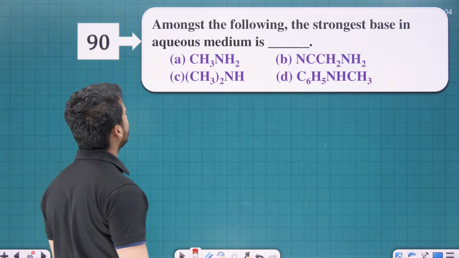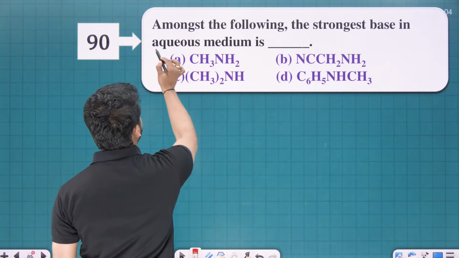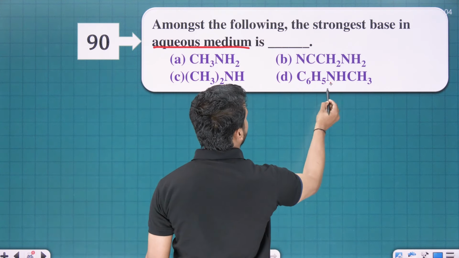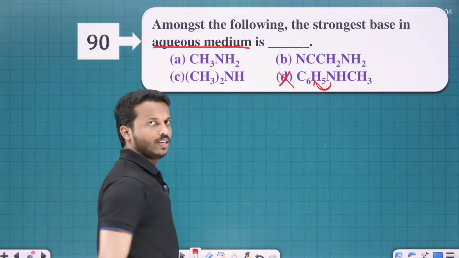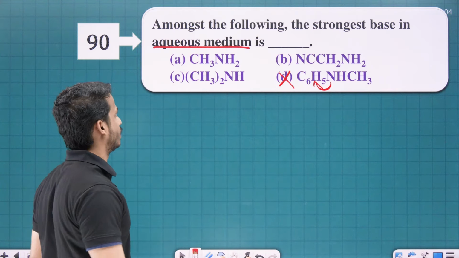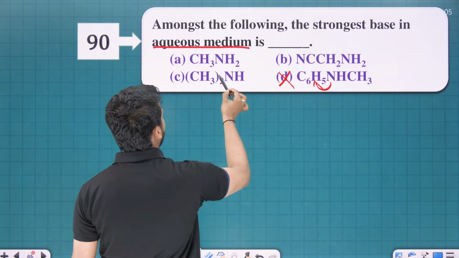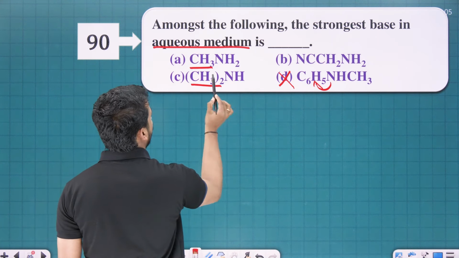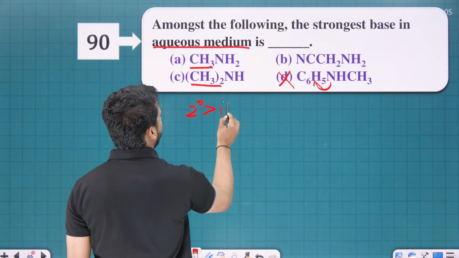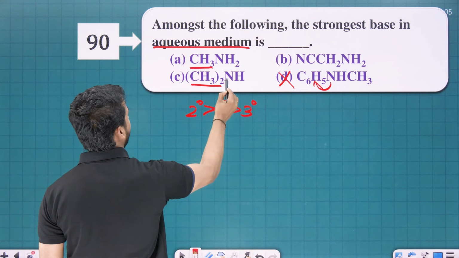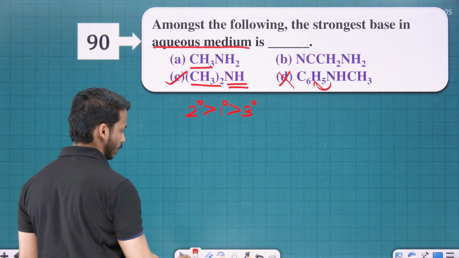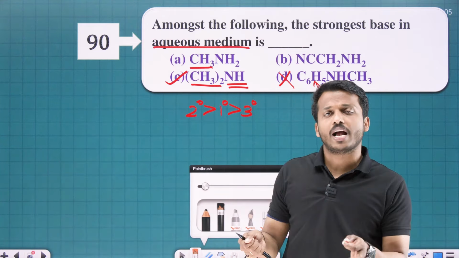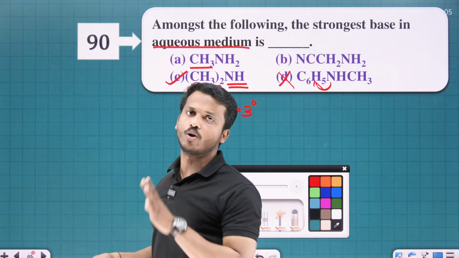Question number 90. Among the following, which is the strongest base in aqueous medium? They all have nitrogen connected to a benzene ring, aromatic. Aromatic is the least basic. Cut it. This is aliphatic. You know, in aqueous medium, if a methyl group comes, the order is secondary, primary, tertiary. Where is secondary? This is secondary. Option C, more basic. So first you classify them as aliphatic, ammonia and aromatic.